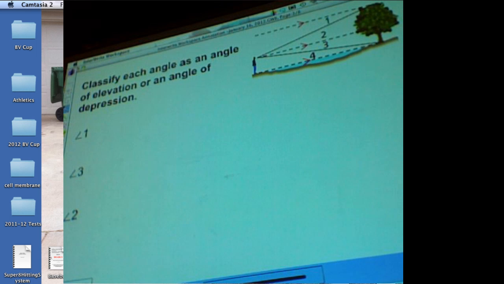So here is our diagram. Let's classify each angle as an angle of elevation or an angle of depression. So let's take a look at angle 1. Here is angle 1. So first we need to identify the horizontal line, which is this top dotted line. From here, we have to go down to get to the other side of the angle. So angle 1 is an angle of depression.